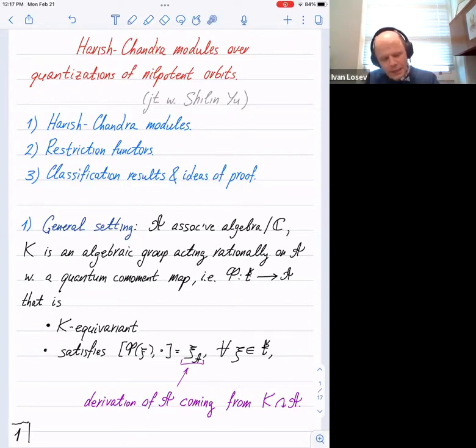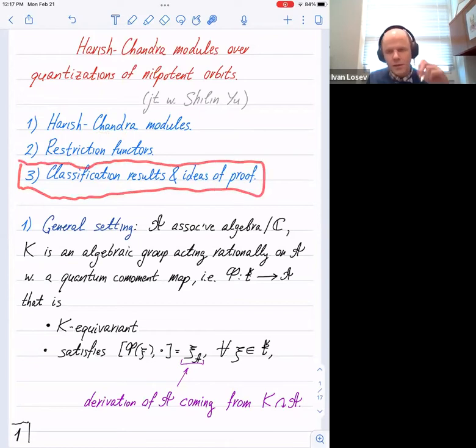And so here is a plan. I'll first talk about generalities about Harish-Chandra modules. That's very classical Lie theory. Then I'll discuss something called restriction functors, which is a tool to study such modules. And then I will explain some results, and also, if time permits, I will explain ideas of the approach.